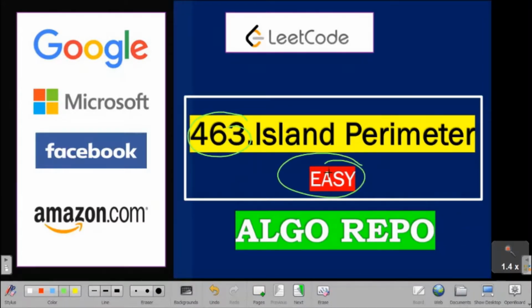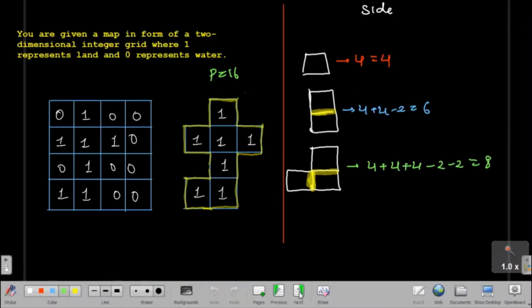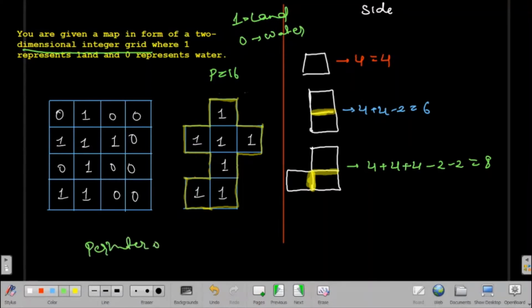So it is an easy level problem. Let's see what the question is. In this question you will be given a two-dimensional integer grid where one represents land and zero represents water. You have to find the perimeter of the land.